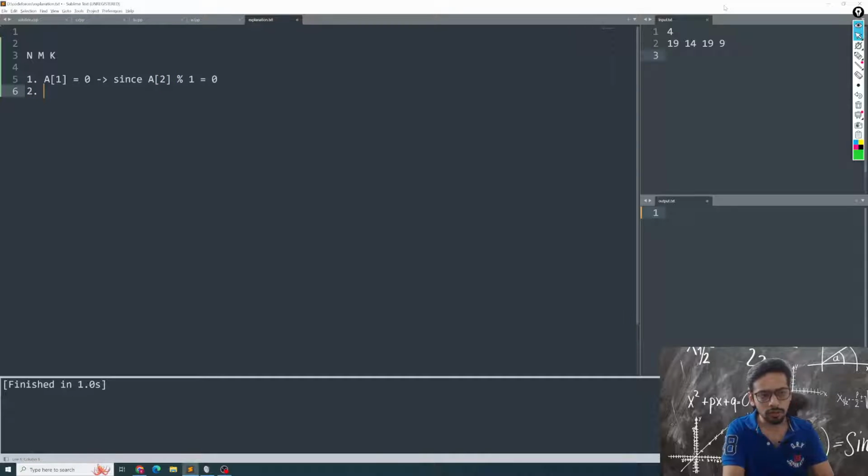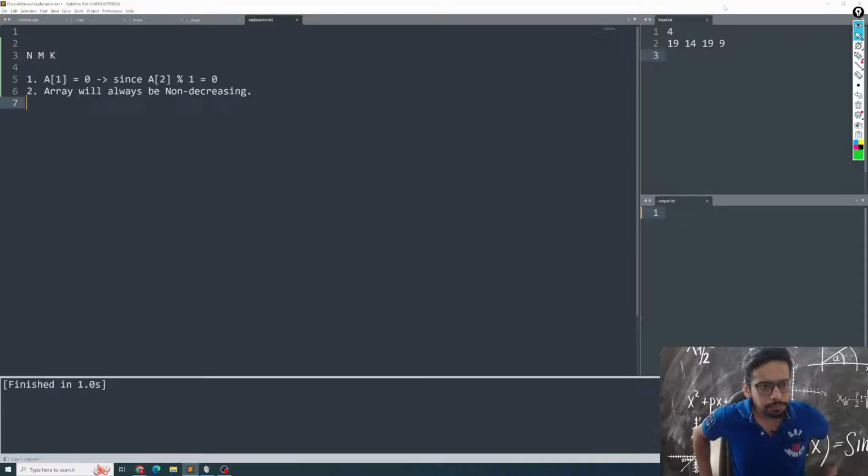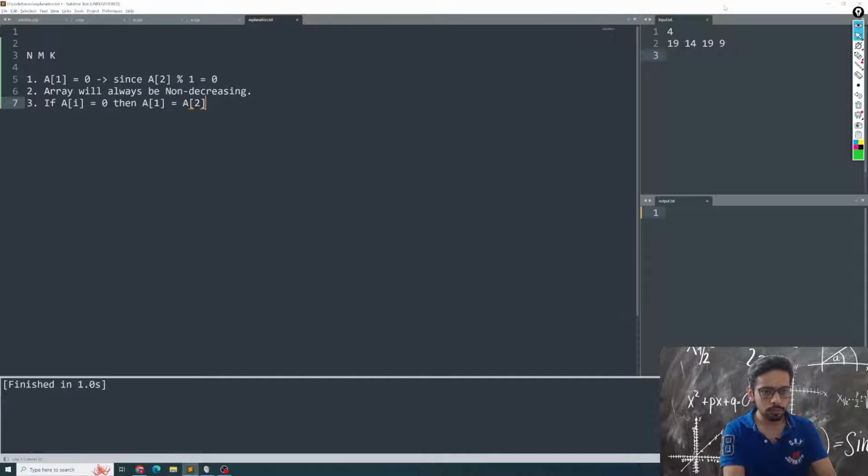This array is always going to be non-decreasing, because modulo always returns a smaller number or the same number, but nothing greater. So the array will always be non-decreasing. What else? Once ai is 0, then all the remaining elements will also be 0. Then a1 equal to a2 equal to so on until ai equal to 0.